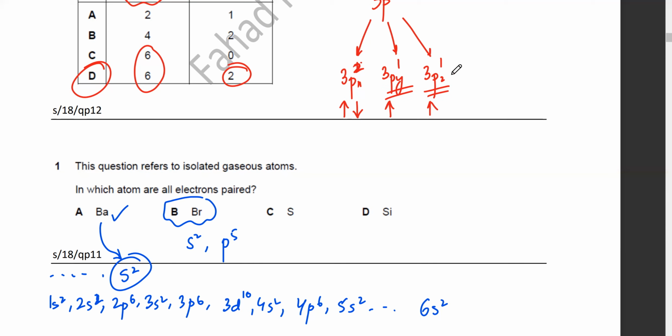So same goes for sulfur. Sulfur is in group 4. Group 4 would be S2 and P4. So the P subshell is not going to be fully paired. It's going to look like this.